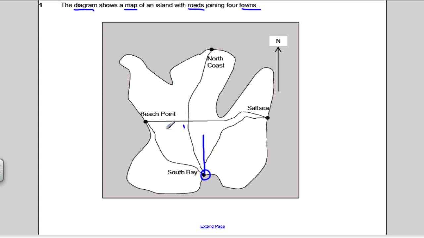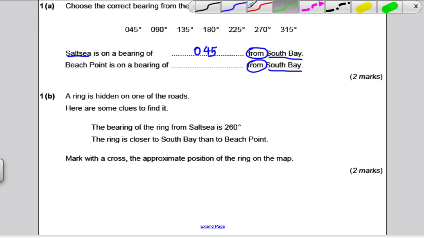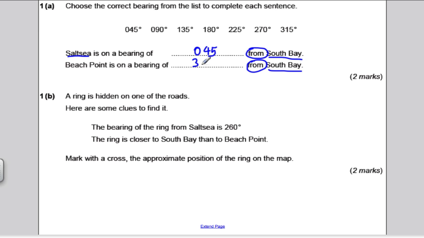Again, we're measuring from South Bay and we're trying to get to Beach Point. So from South Bay we're going to Beach Point. We're going to measure from the north clockwise until we get on that bearing. And you can see it's over 180. In fact, 180 plus another 90 is 270. It's over 270, so it's anything given as an option that's over 270. And in fact, it must be 315 given the options available to us.